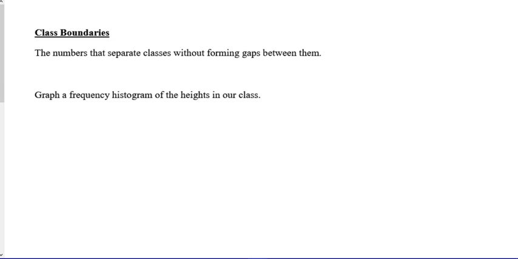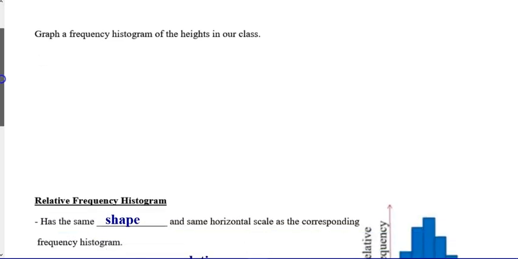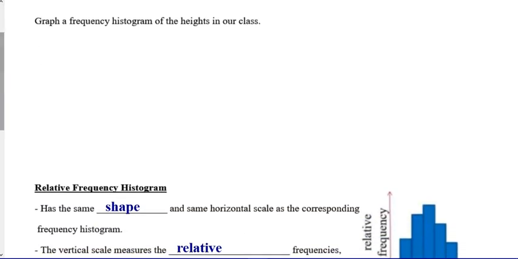Let's see if this will work this time. Very good, okay. Class boundaries are the numbers that separate classes without forming gaps between them. So that number, 44, 40, and so forth, those are the numbers that have the gap. All right, so we're going to make a histogram right now based on the age of the president.